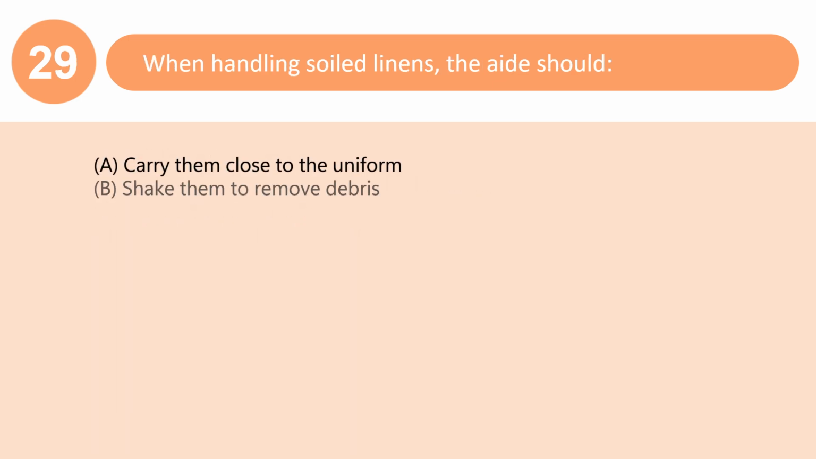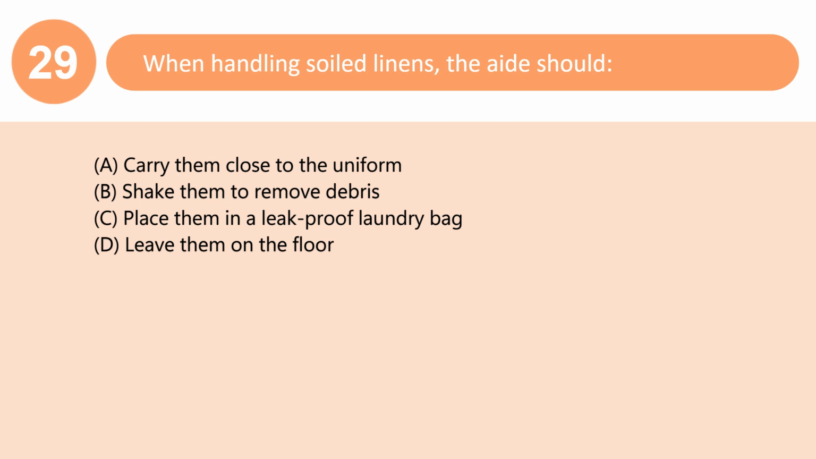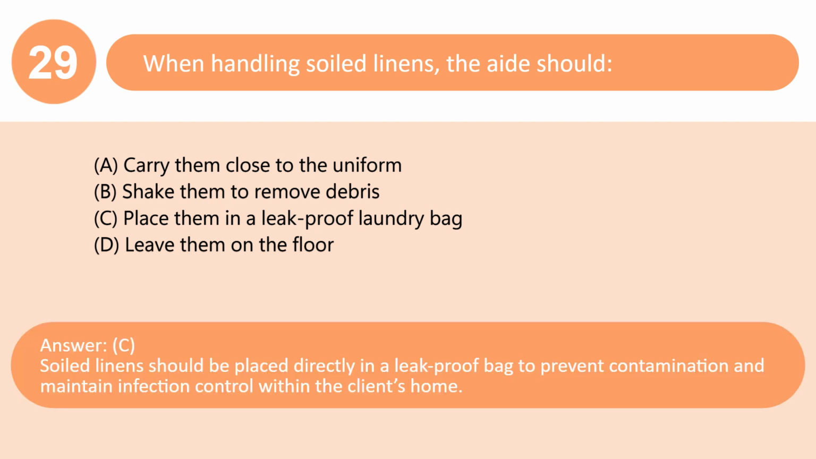When handling soiled linens, the aide should: A. Carry them close to the uniform. B. Shake them to remove debris. C. Place them in a leak-proof laundry bag. D. Leave them on the floor. Answer C. Soiled linens should be placed directly in a leak-proof bag to prevent contamination and maintain infection control within the client's home.